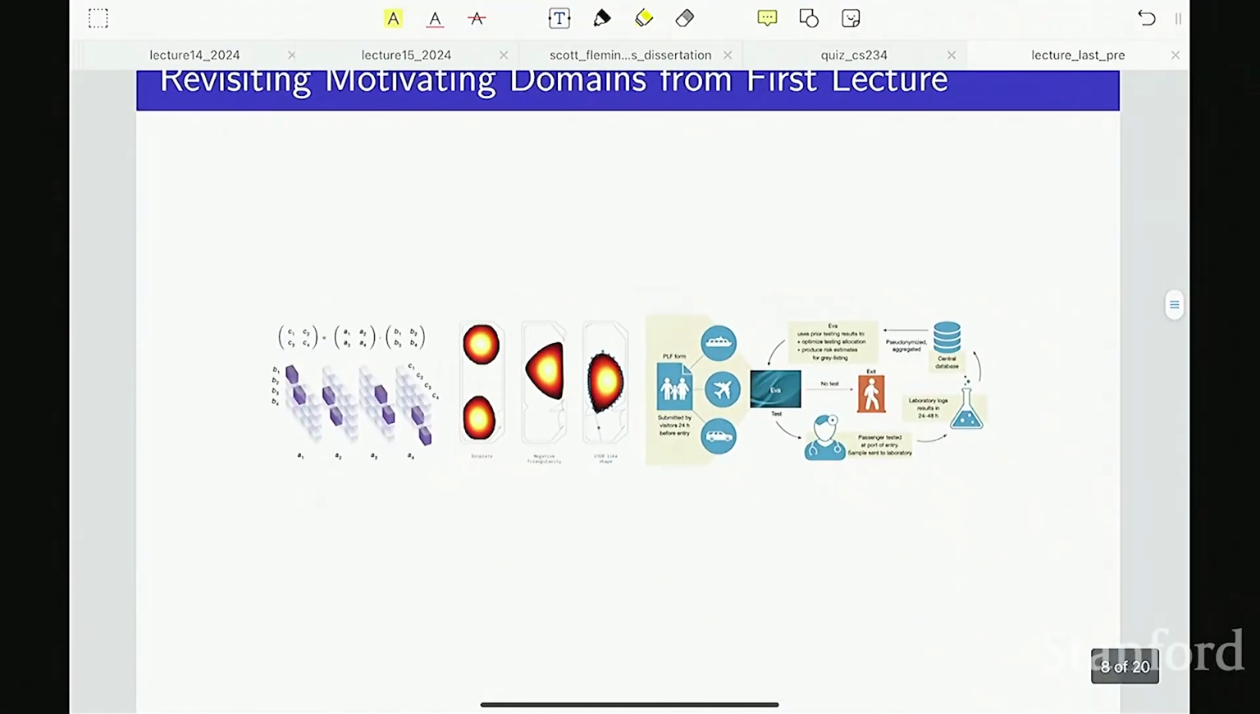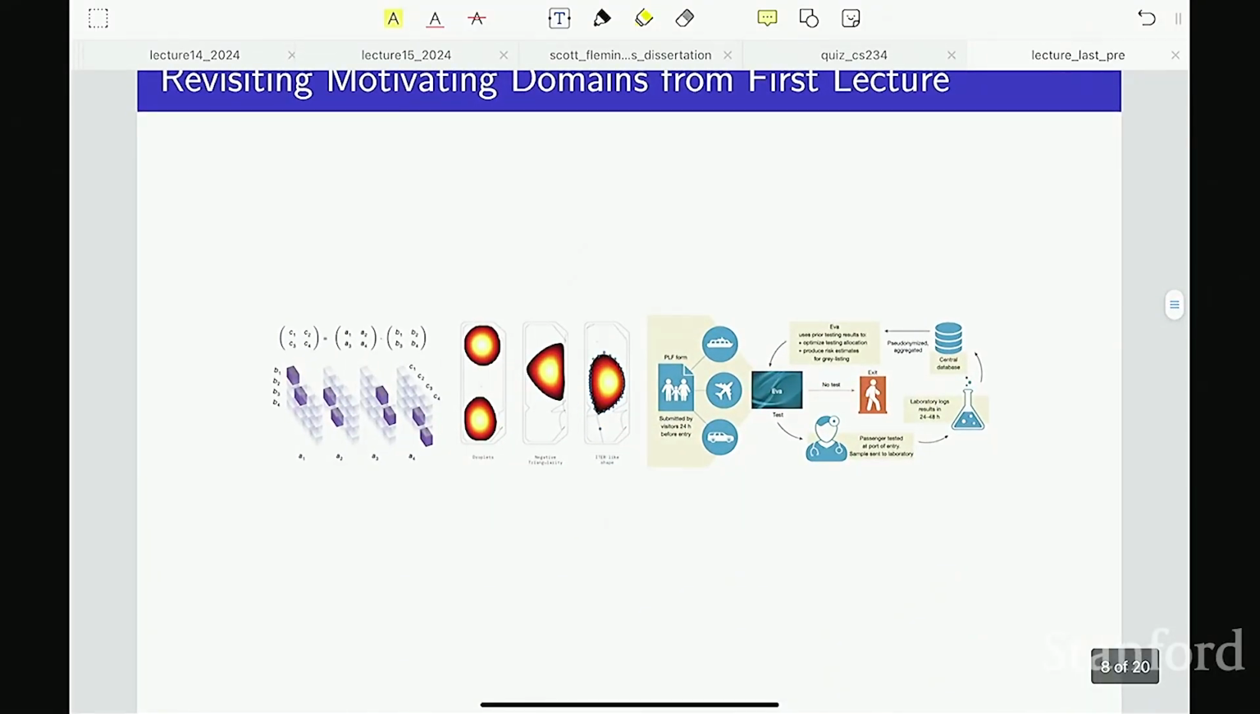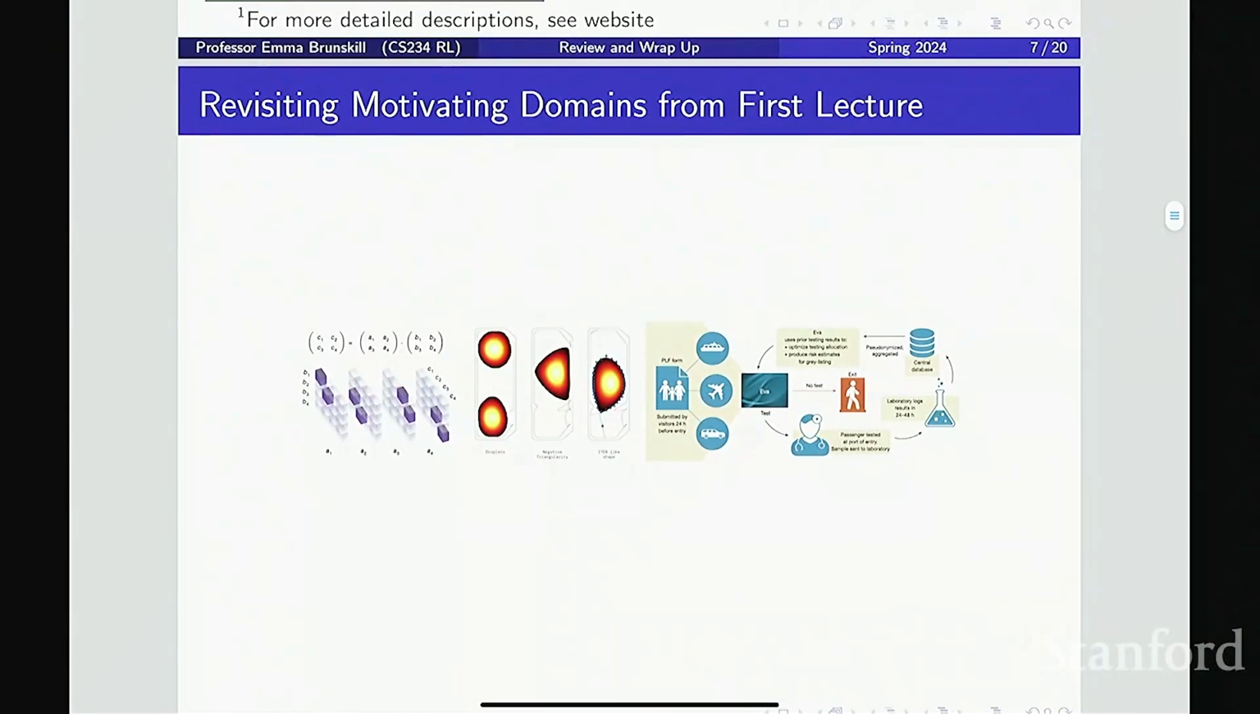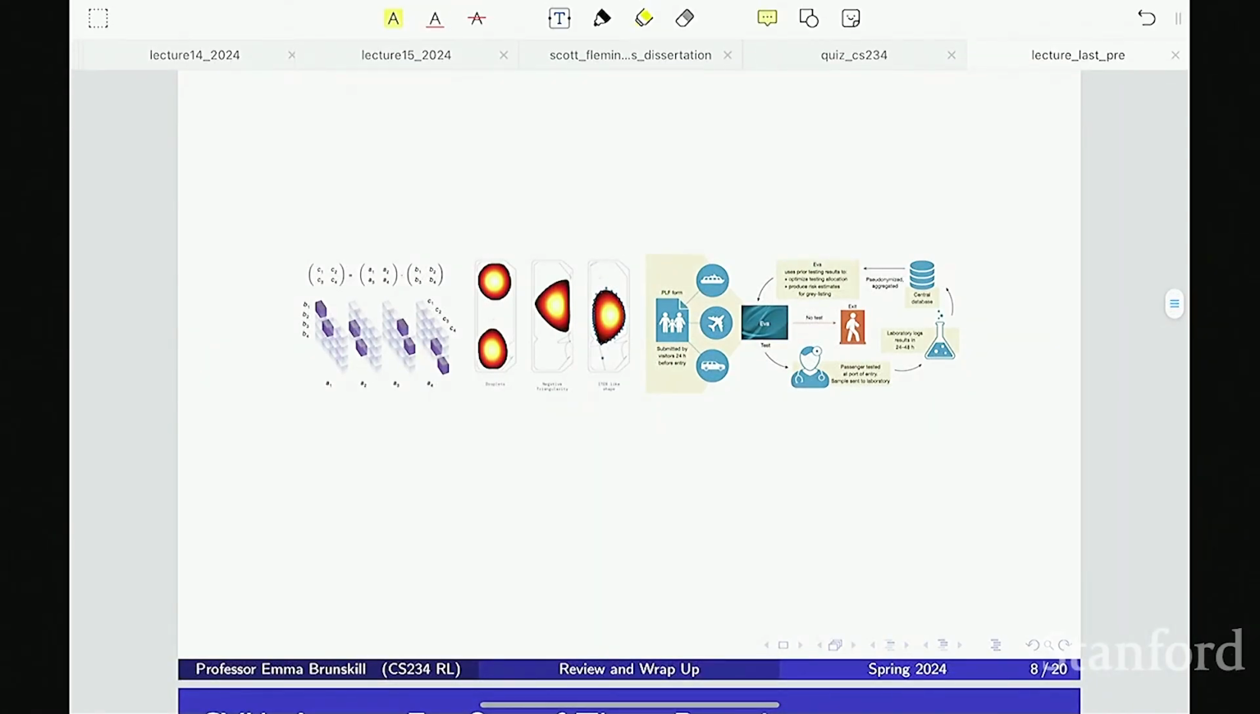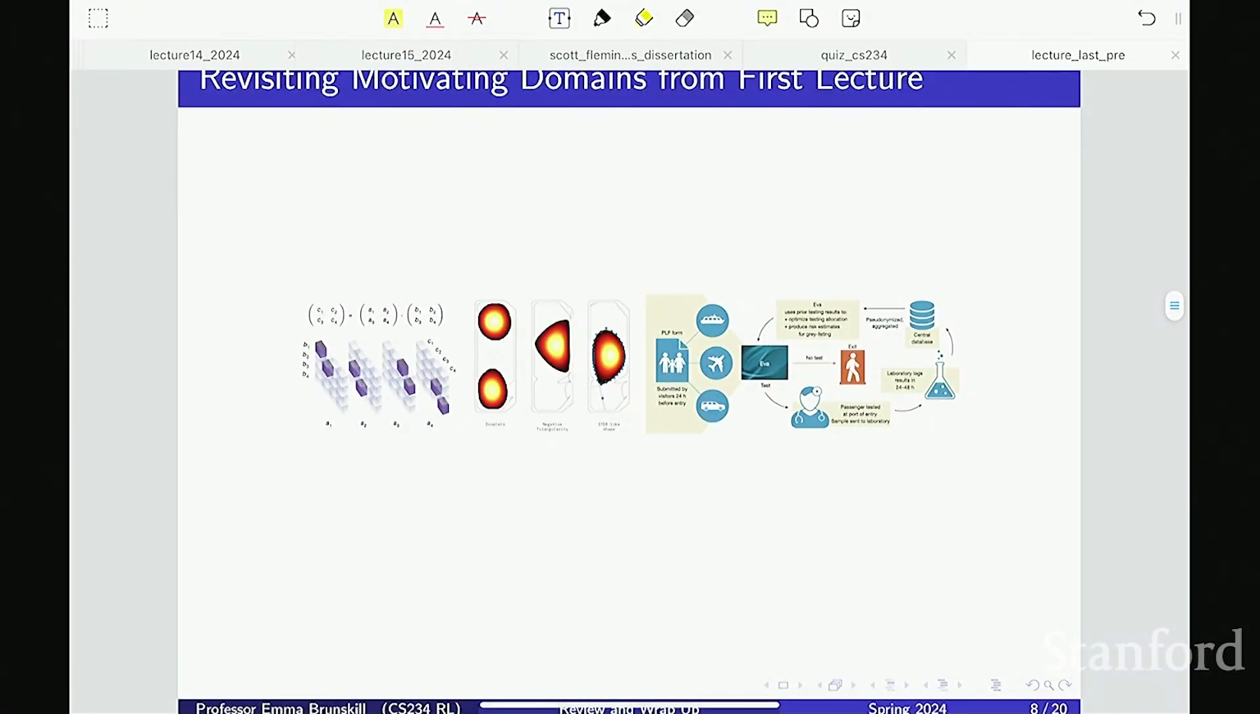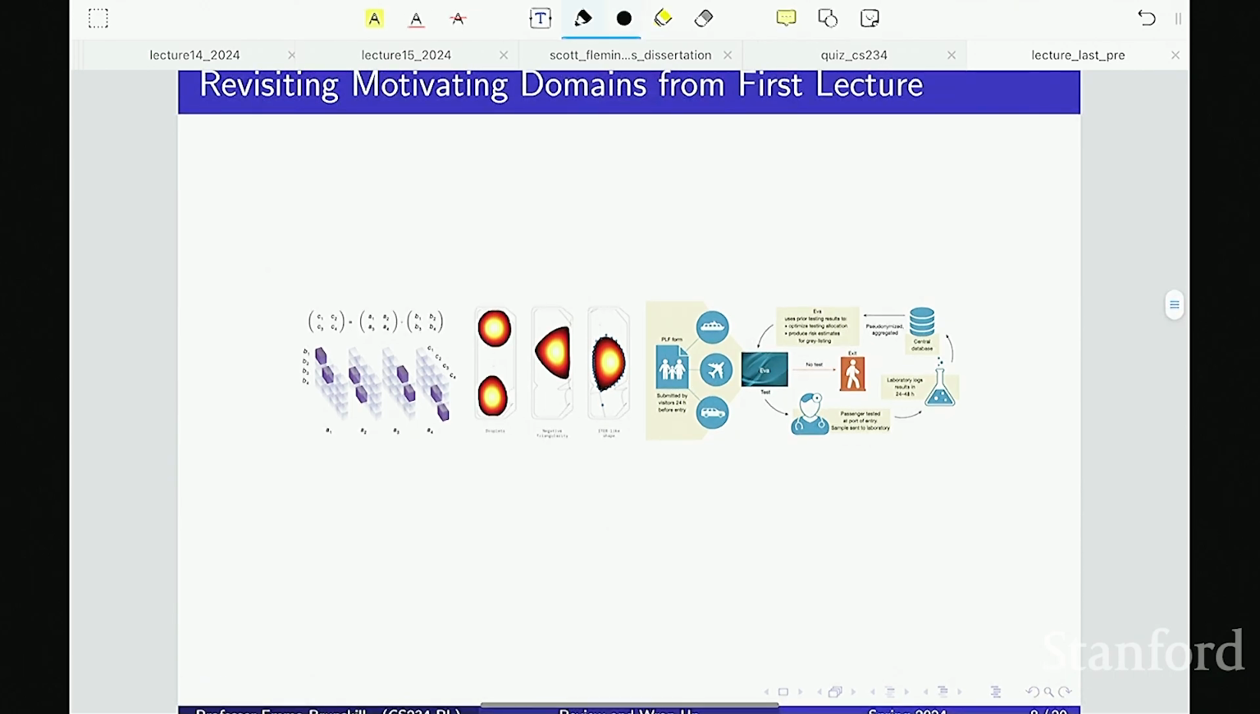And so to do that, it's helpful to go back to the motivating domains from the first lecture. We talked about a number of different domains throughout the class, but here are three of the domains that we talked about on the first lecture. So the first one is AlphaTensor.